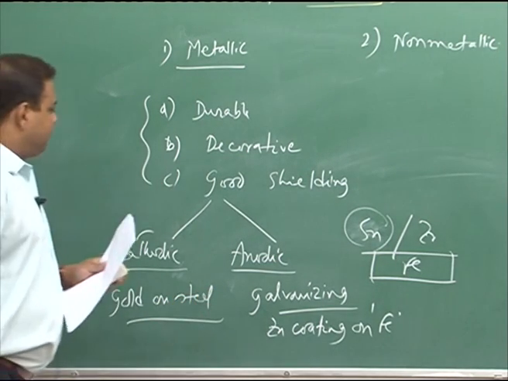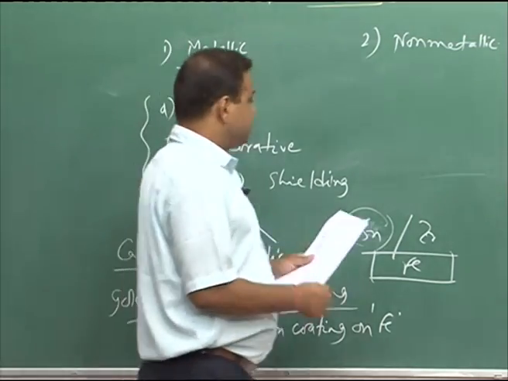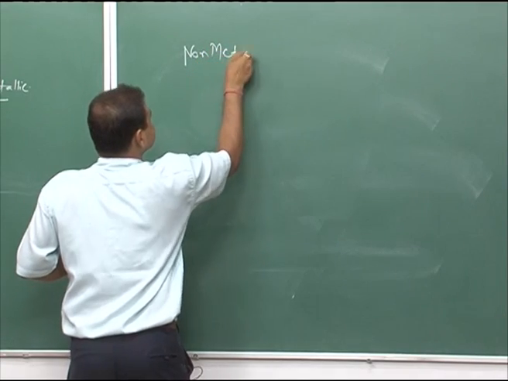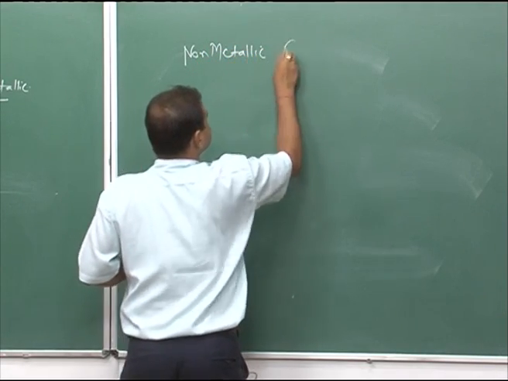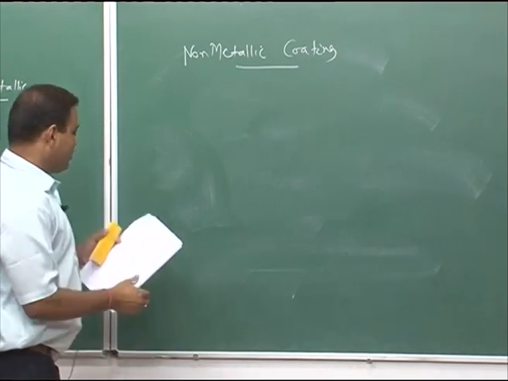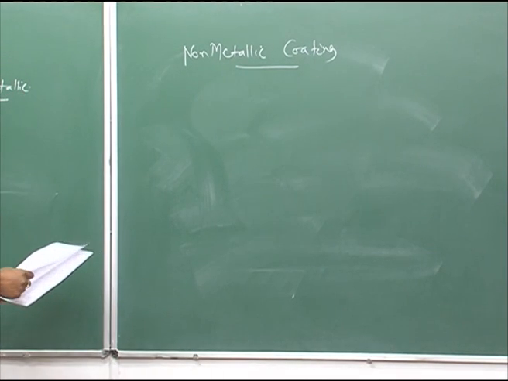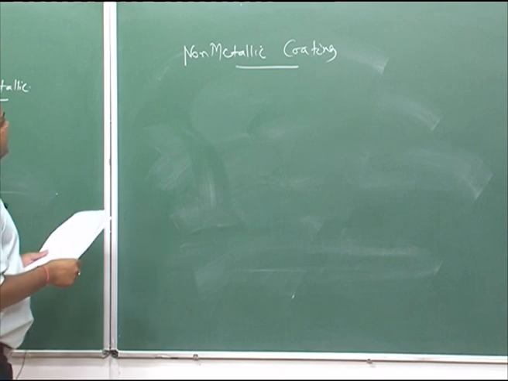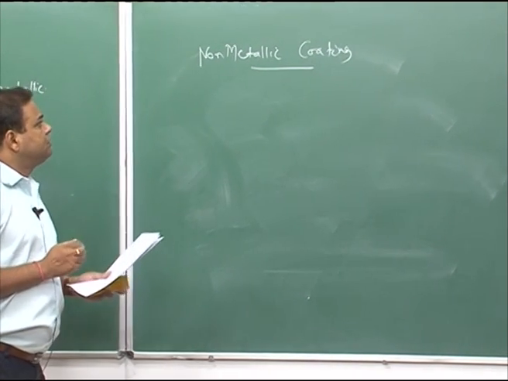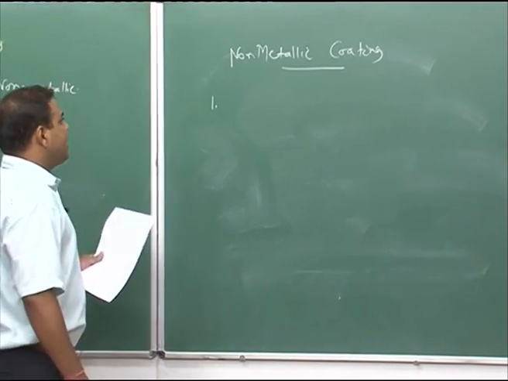So, these are various examples of cathodic and anodic coating. Now, coming to the non-metallic coating, one variety is inorganic or organic coating. Organic coatings are generally paints, enamels or varnish, and for inorganic coating there are various ways we can have it.